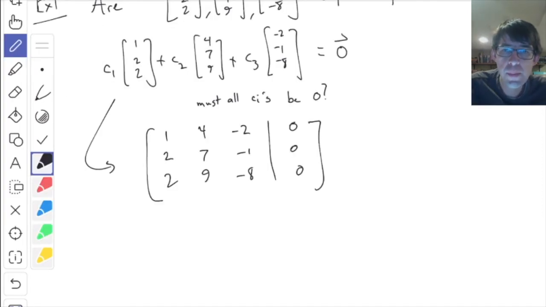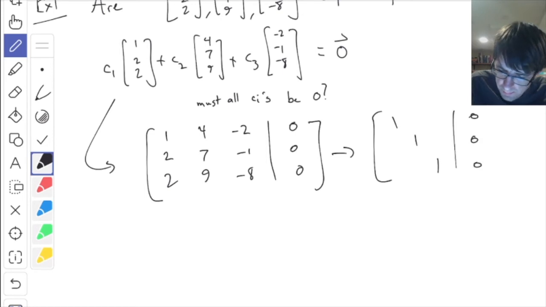And then I can do my elimination as usual. I did this on my calculator. I got this. So C1 equals 0, C2 equals 0, C3 equals 0.